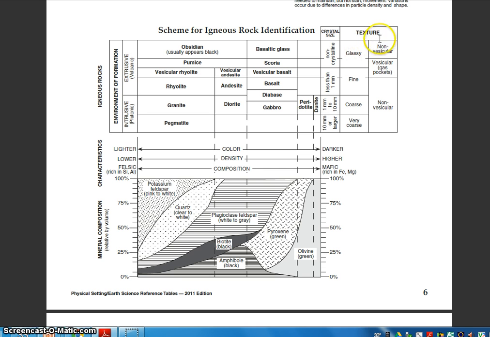Also notice they can have a glassy non-vesicular and a glassy vesicular. Obsidian, for example, here has what's called a glassy non-vesicular texture. Pumice, however, is actually glass, but it's full of gas pockets, so it's called vesicular.